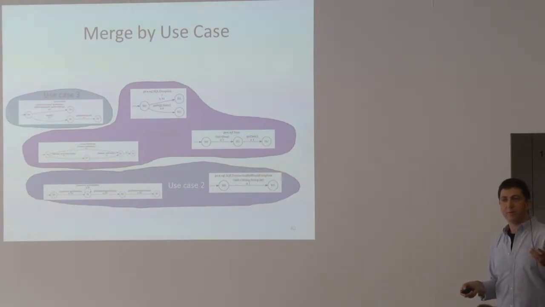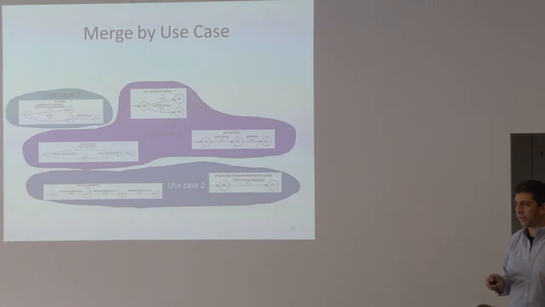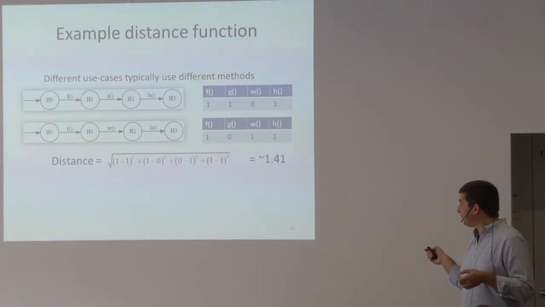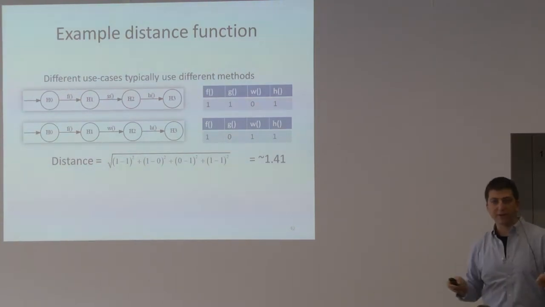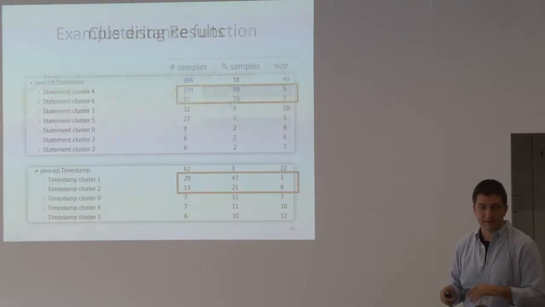And so what we do instead is merge by what we call a use case, which you can do in many ways. You can use any sort of clustering that you want. So we use a distance function. I think what is actually working right now is a distance function that looks at the set of methods that you have in each scenario, and you look at things that are close in the set of methods.